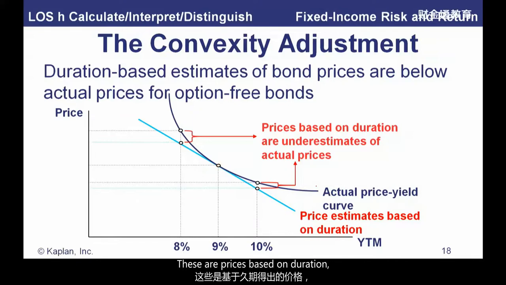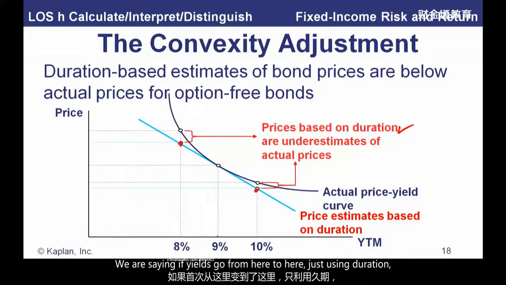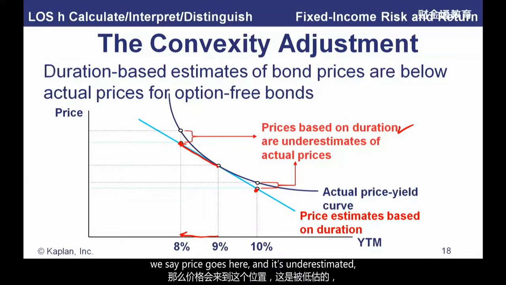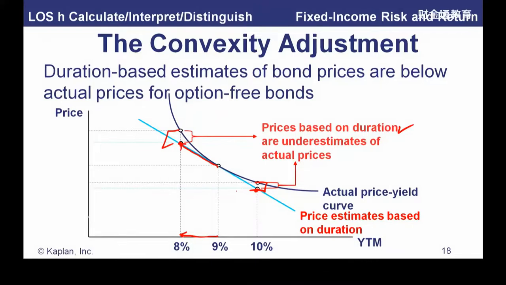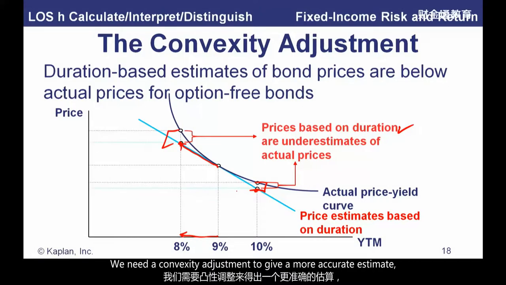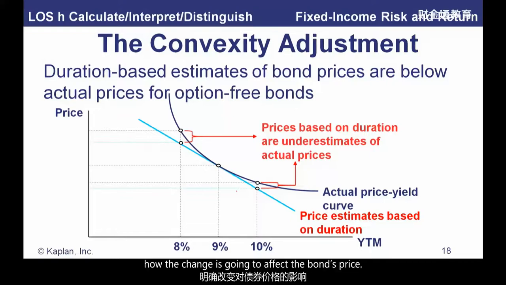So these are prices based on duration, and you can see they're underestimates, right? Because we're going along this line, we're saying if yield goes from here to here, just using duration, the price goes to here, and it's an underestimate. But it's also an underestimate on this end. And so we need a convexity adjustment to give a more accurate estimate of how the change is going to affect the bond's price.